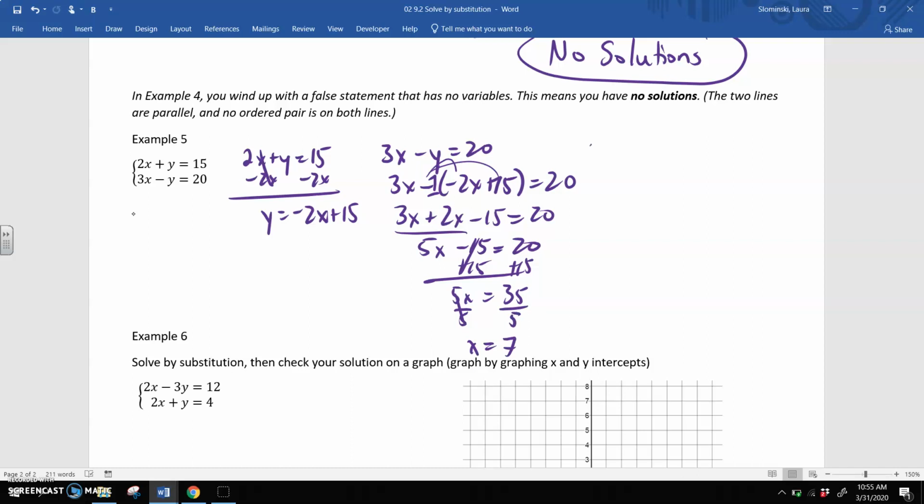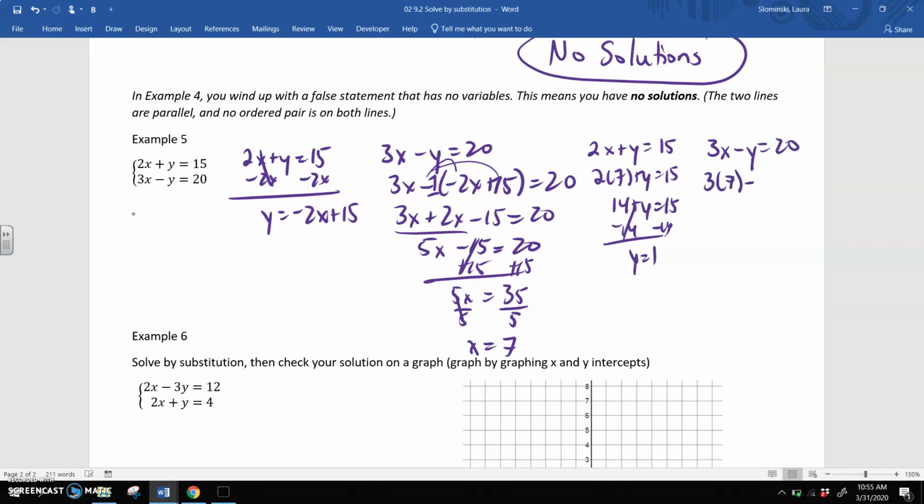Plug it back into one of the equations. Again, I always choose the top one just for consistency. 2 times 7 plus y should equal 15. 14 plus y should equal 15. Subtract 14. So I get y equals 1, which means I take the second equation, 3x minus y should equal 20 if I substitute 7 for x and 1 for y. And when I simplify that left side, I get 21 minus 1, which is 20. So that ordered pair does in fact work. So I write my final answer 7, 1.